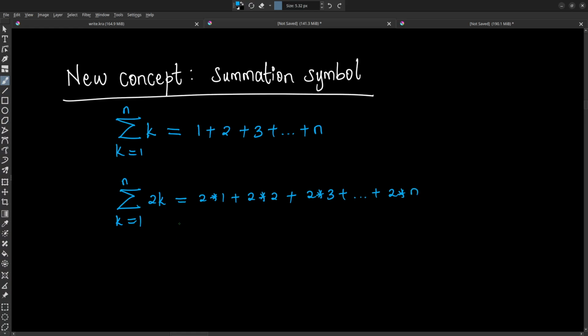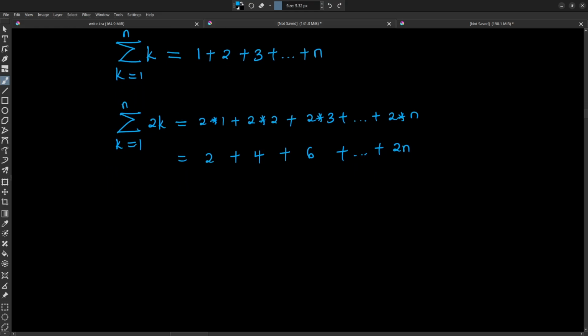So if we expand this, 2 times 1 is 2, plus 2 times 2 is 4, plus 2 times 3 is 6, plus all the way up to 2n. So you see, when you say the summation from k equals 1 up to k equals n of 2k, you are getting the summation of all even numbers. Okay, let me show you another example. Once you understand this concept, the rest of the video is going to be way easier.